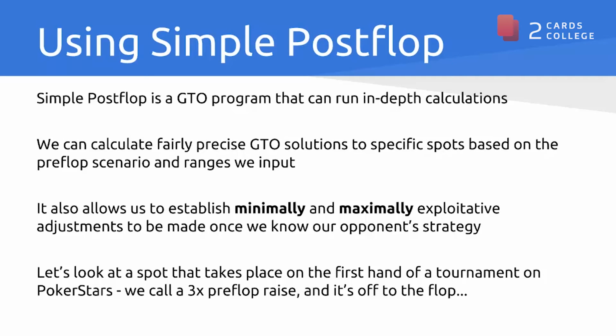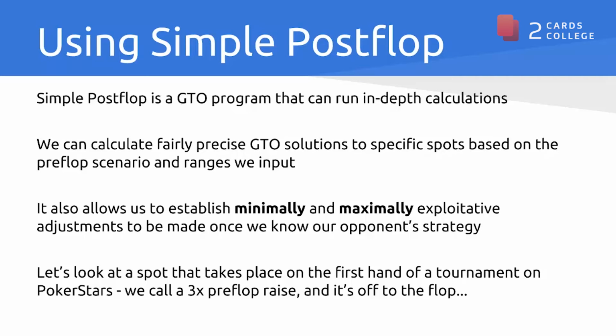It's a GTO program that can run in-depth calculations, both flop, turn, and river calculations, and we can calculate fairly precise GTO solutions to specific scenarios that we plug in, based on the pre-flop scenario and the ranges that we input. It also means that we can do minimally and maximally exploitative calculations once we plug in different parts of our opponent's strategy. If we add a specific range for a specific part of the hand, and we say, well, our opponent is betting with these specific hands on the flop, raising with these, calling with these, then we plug all of that information in, and it basically tells us what we should be doing in order to maximize our EV based on that strategy. So it's an extremely useful and very powerful calculator that can be vital in developing good strategies.